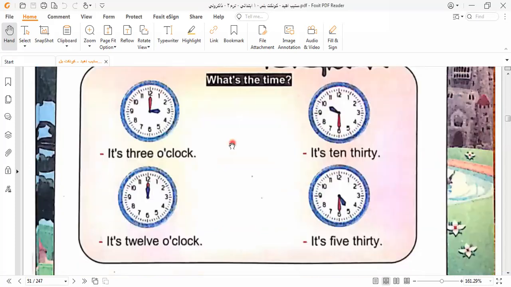Here is the time. We have 3 o'clock. This is called 3 o'clock. So there's 3 here on 12. Here is 10:30. I would like to know 10:30, what we know. We have 5, 10, 15, 20, 25, 30, 35, 40, 45, 50, 55, and 60. Okay, here we have 10.